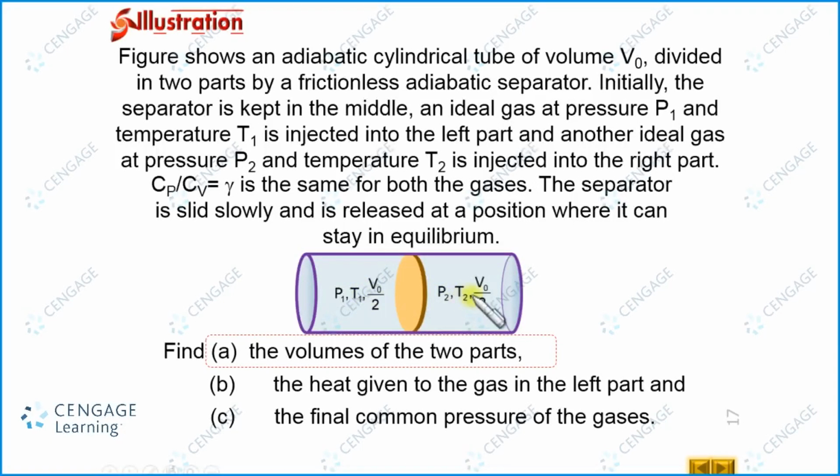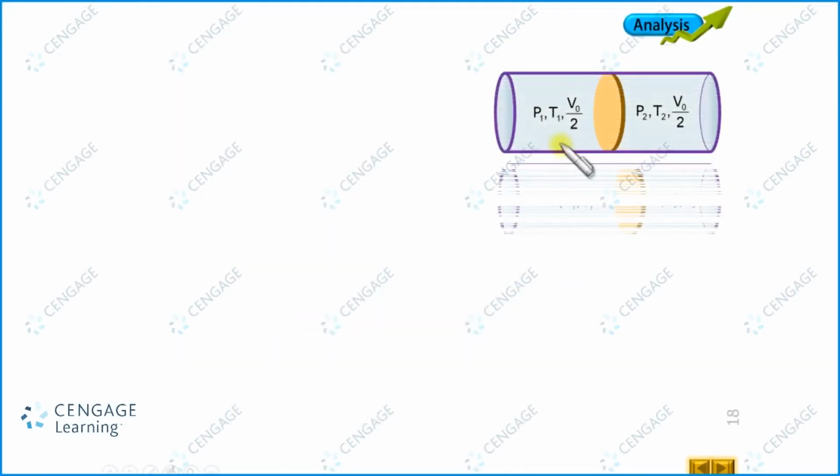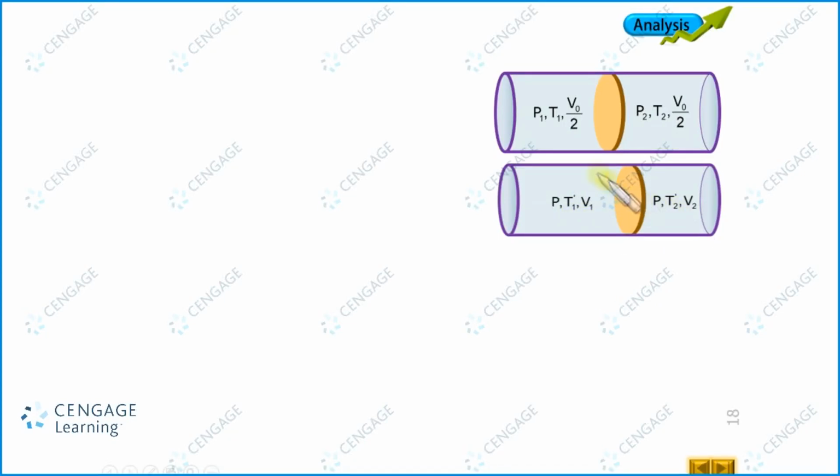Let the final pressure be capital P and the final volumes be V1 and V2. So let us make the initial position and final position. This is the final volume, on the left side is V1 and final volume on the right side is V2, and P is the common pressure. And temperature of course will change. So the temperature of the gas on the left hand side is T1 dash and on the right side is T2 dash. This is the scenario.